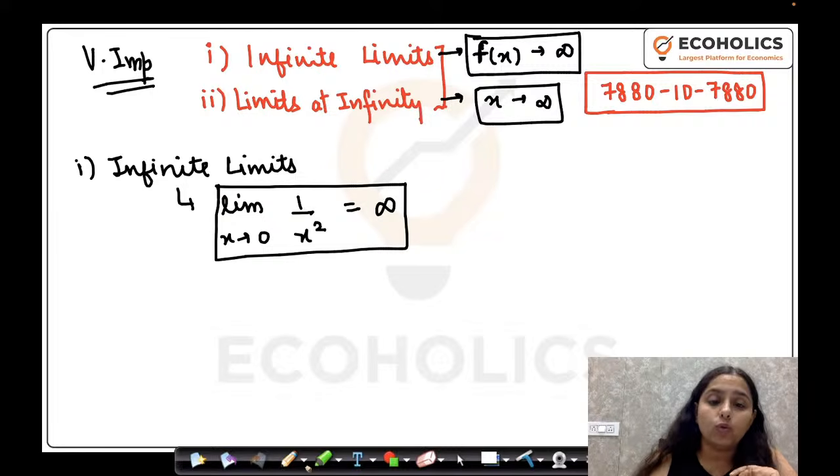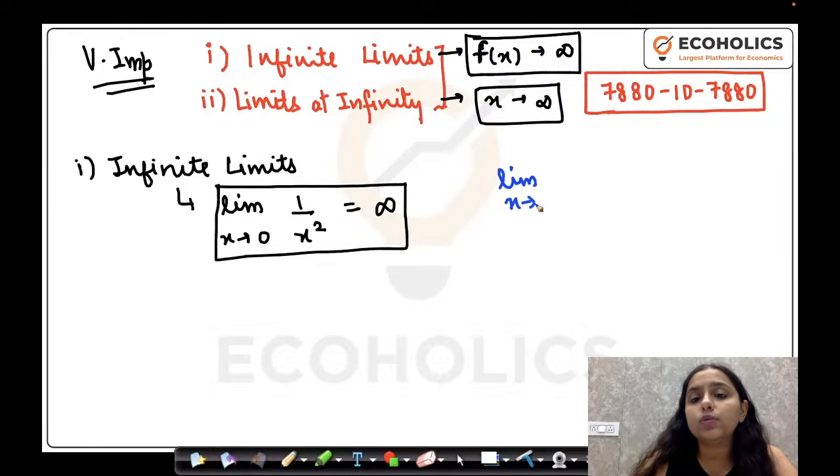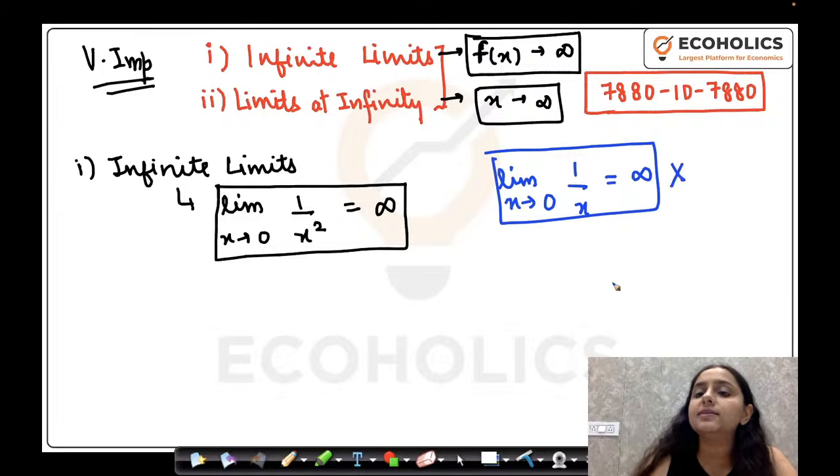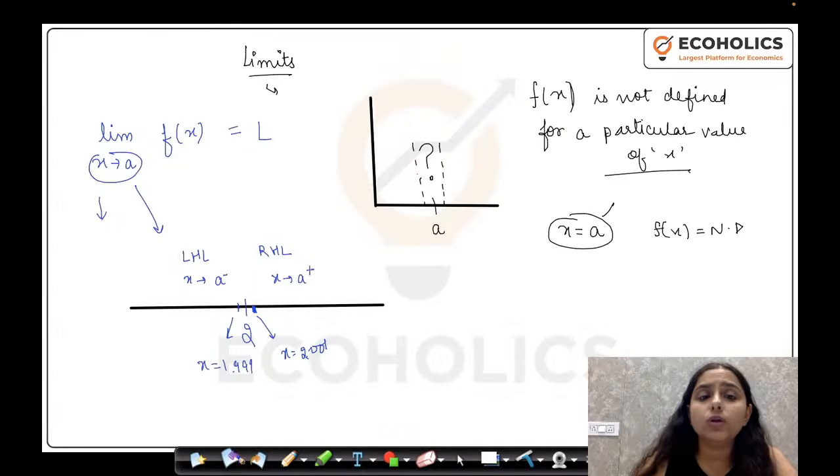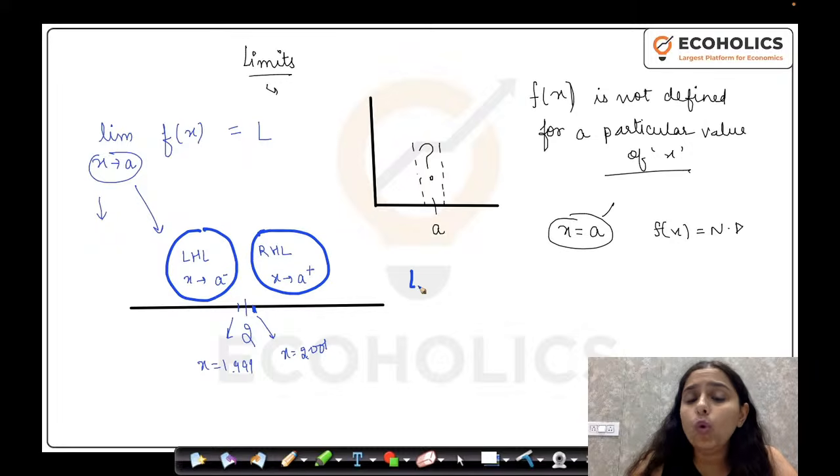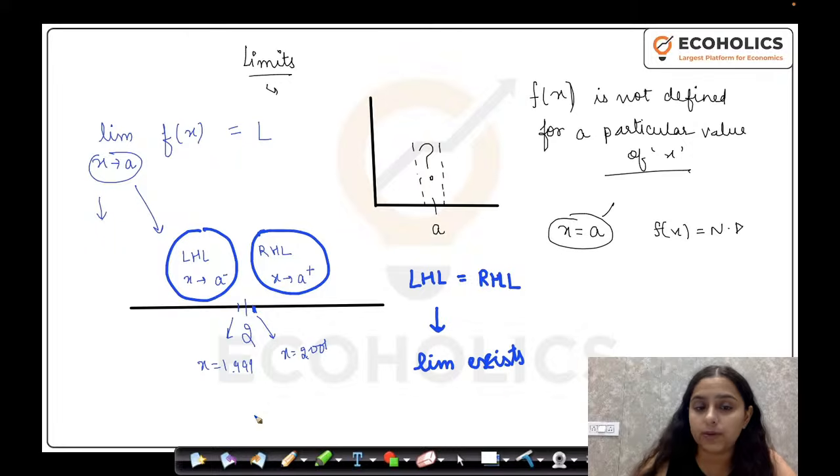Remember one thing over here. What do you have to remember? Many students write limit x approaches 0, 1 upon x equals infinity. This is wrong. You cannot write this. Why is it wrong? I told you the concept of left hand side limit and right hand side limit. Only when both left hand side limit and right hand side limit are equal, we say the limit exists. Matlab the function has a limit there. You can solve the function there.